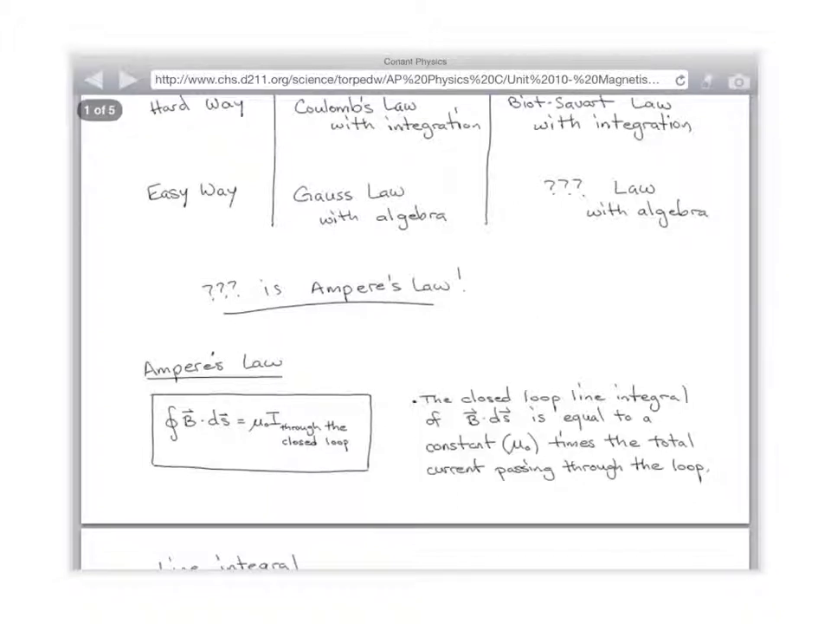It's got this crazy integral with a circle in it. It's got a B dot product ds equals mu naught I. And that would look really, really scary if you hadn't seen something that looked almost like the same thing before, called Gauss's law. All right, so here we go. Let's break this down. First of all, do you guys remember what an integral with a circle around it means? Path integral. It means a path integral.